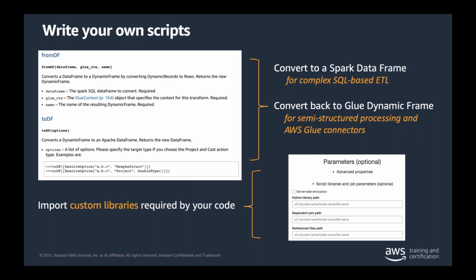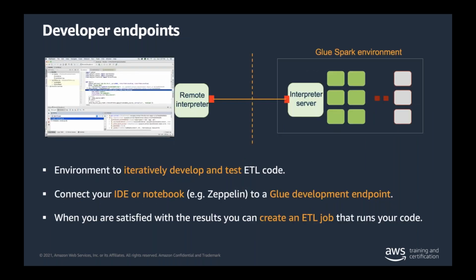And besides that, if at some point in your project your job needs custom Python libraries, dependent jars, or additional configuration files, for example, you can simply load them into S3 and point to them in your job as parameters. Really simple. All right, finally, let's understand what a development endpoint is.